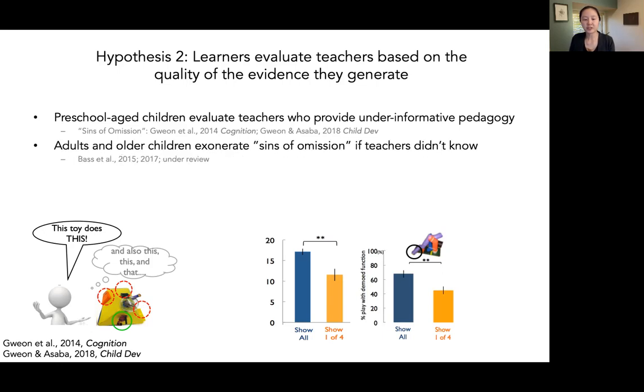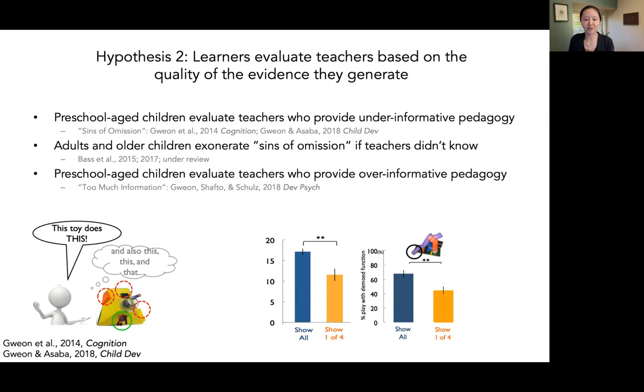An additional set of studies have shown that children not only penalize these teachers, but also exonerate such underinformative teachers if they wanted to show but couldn't have shown because they didn't know about those hidden functions. And in addition to evaluating underinformative pedagogy, they also evaluate overinformative pedagogy, people who provide too much information or superfluous information.